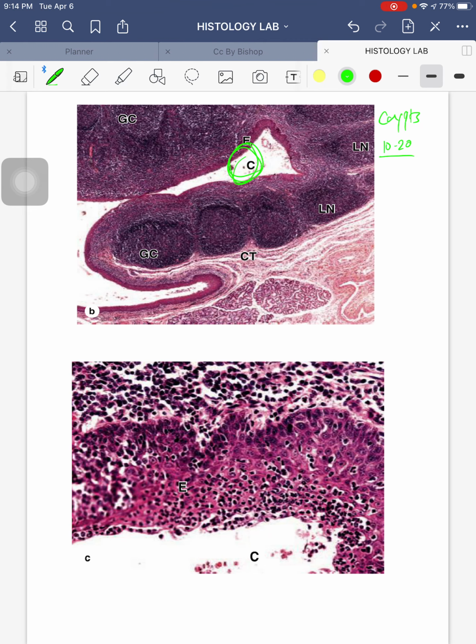Alright, next thing we have to take note of is the lining epithelium. Remember that this is still near the mouth or the throat area. So the lining epithelium for this is stratified squamous epithelium. Take note, stratified squamous epithelium. That's the next consideration to help you identify.